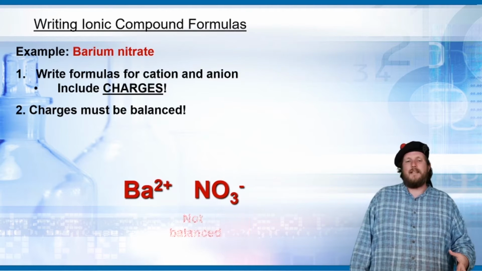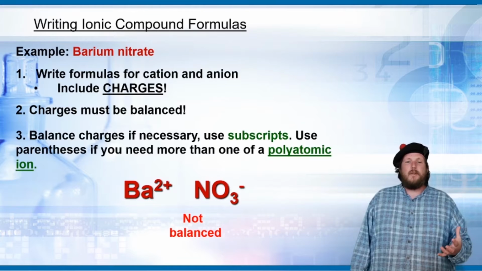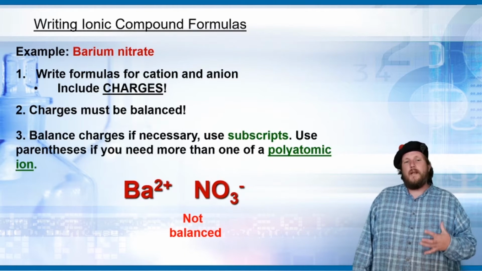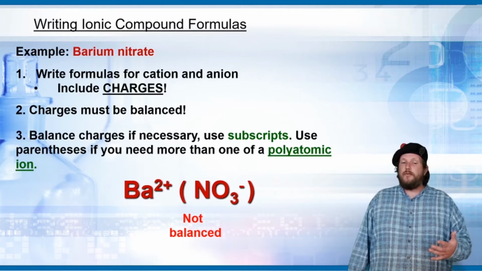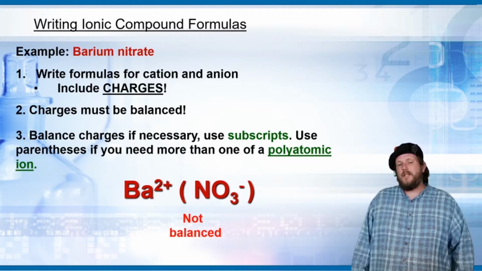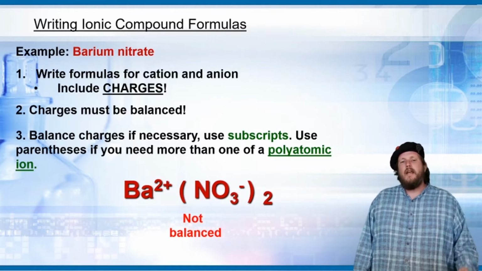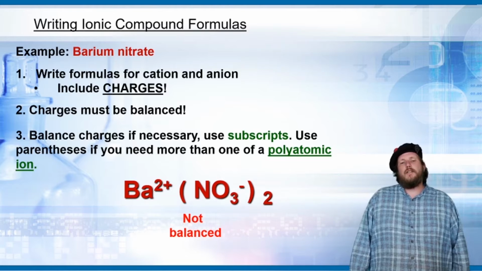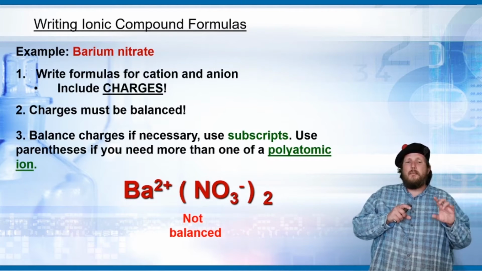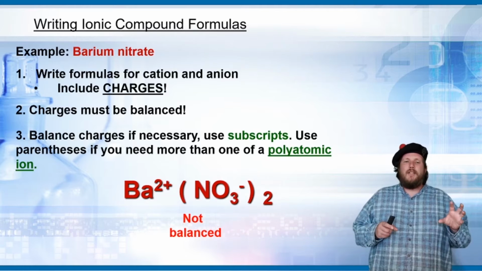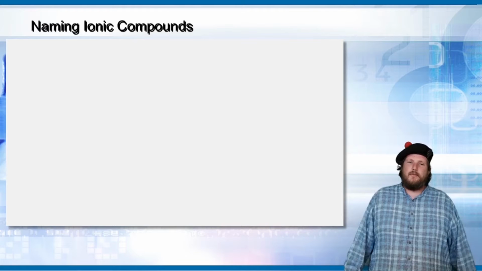Those are not balanced. So to balance that, we would use subscripts or use parentheses if you need to, if you have more than one of a polyatomic ion. So for example, here we need 2 of the nitrates to balance that charge. So we have 2 negative charges and 2 positive charges. So we put a parentheses and a 2 below that. You would then get rid of the positive and negative signs and the 2. So the charges, the 2+ and the negative, we get rid of those to write the full formula.